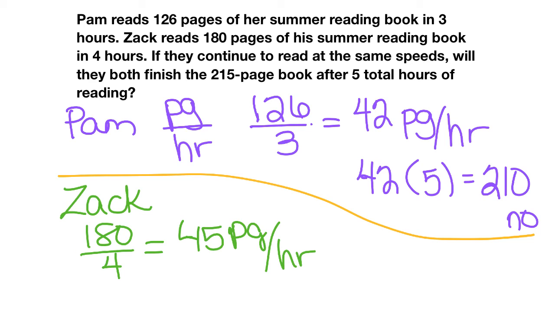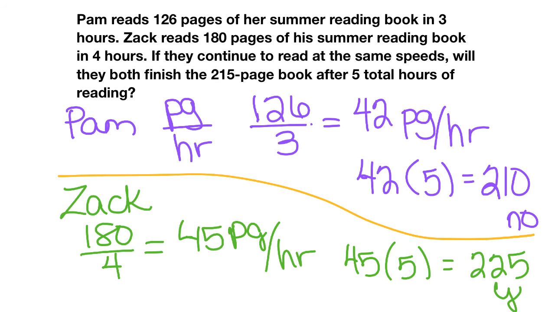So if he can read 45 pages in an hour, we can use this to find for 5 hours. So 45 pages per hour times the 5 hours tells us that in 5 hours, Zach can read a 225-page book. So Zach is able to meet the goal.